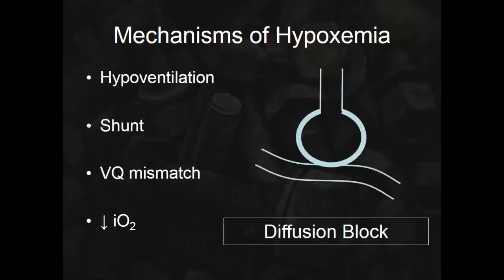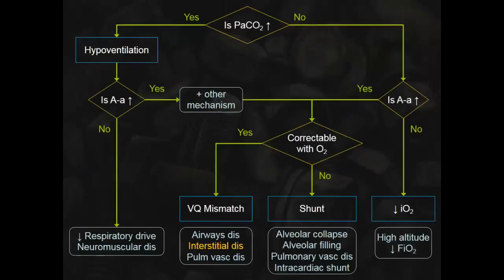So where is the diffusion block? I mean, I have hypoventilation, I have shunt, leak, smash, and O2. Where is the diffusion block? Oh, it's right there. Interstitial, it's part of the mismatch. Whenever you're faced with a question about hypoxia and you don't know the answer for it, the answer is leak mismatch.